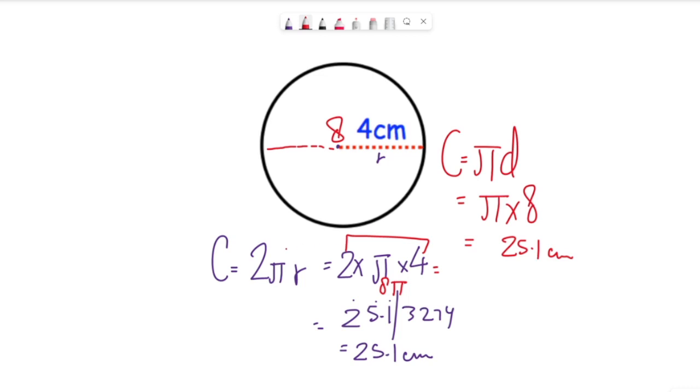It depends on you which one you feel is easy. If they give you radius in the question, use 2 pi r. If they give you diameter in the question, use pi d. Both formulas will give you the same answer.